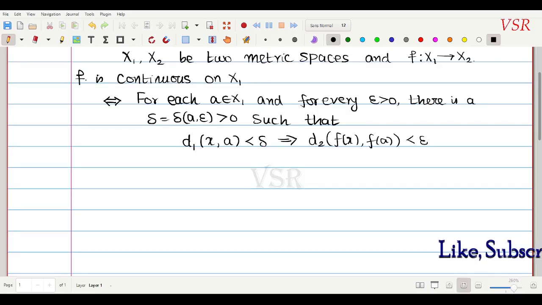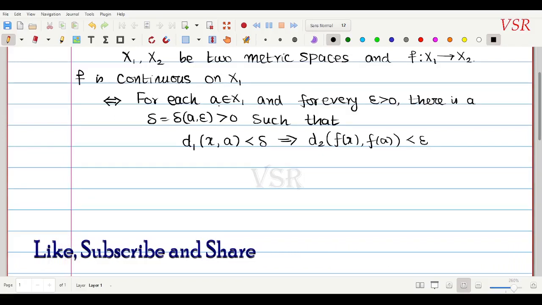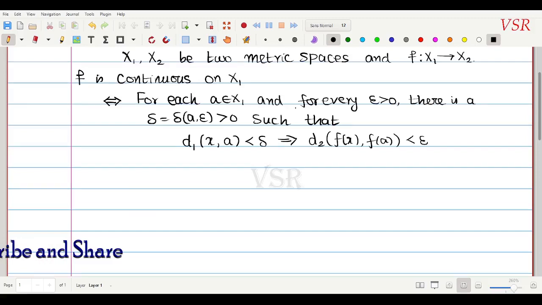So f is continuous on capital X1 if for each x1, எந்த பாயிண்ட் எடுத்தாலும் f is continuous at that point. அப்போ continuous at that point உள்ள definition தான் இது. For every epsilon positive there is a delta positive such that, இந்த இடத்துல delta depends upon your a அப்படின்னு சொல்றேன். ஏன் அப்படின்னா இந்த a மாற இந்த வேற delta தான் கிடைச்சிட்டு இருக்கும். அது சொல்றதுக்கு தான் we are having this.